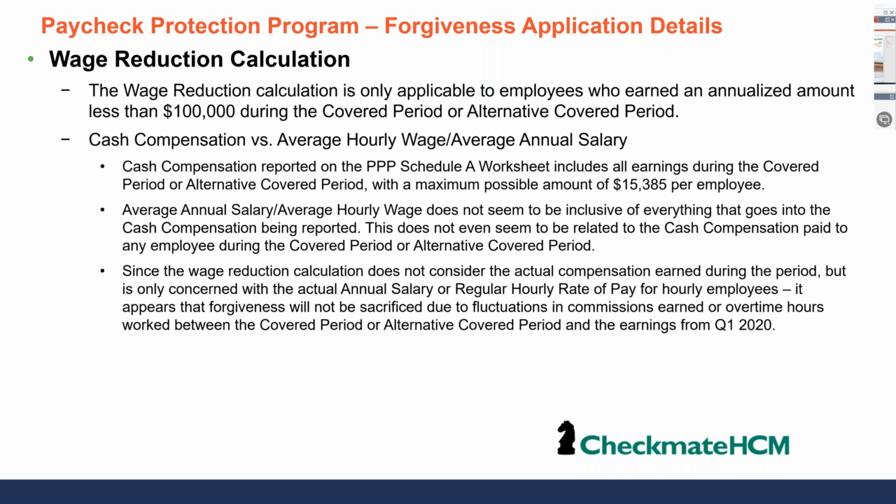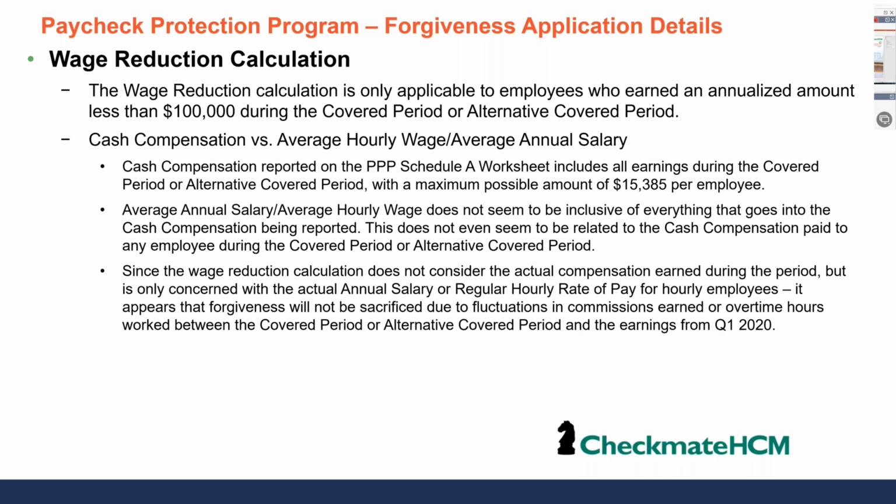The other thing I want to emphasize on the wage reduction is the difference between cash compensation and average hourly wage or average annual salaries. The PPP loan forgiveness application does have you report the cash compensation that was earned by folks during the 8-week loan period. However, that is not what you are determining your wage reduction on. The actual earnings received by the staff during your 8-week loan period is not going to be used to determine whether or not you're sacrificing any forgiveness on wage reductions.